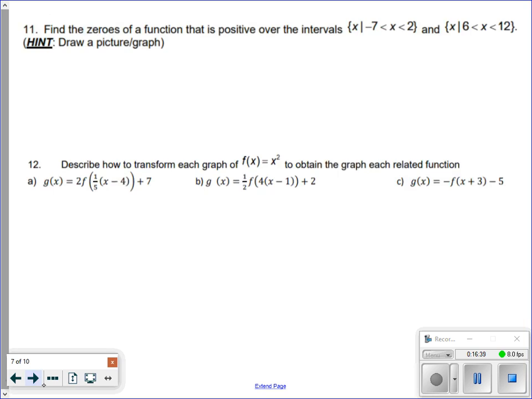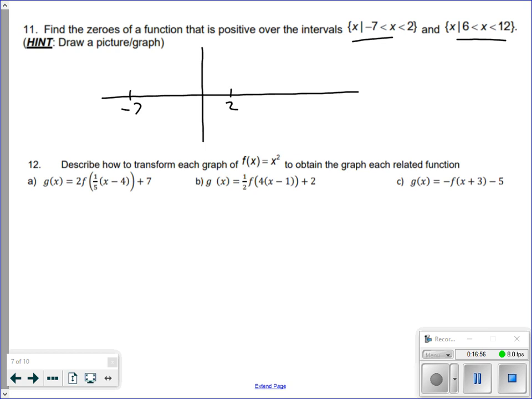And on number 11, we're told to find the zeros of a function that's positive over intervals. All right, so those are our positive intervals right there. So I'm going to go ahead and draw a picture. Makes my life that much easier. So I have -7 way out here, up to 2. You're going to have 6, and I'll have 12 way out there somewhere.